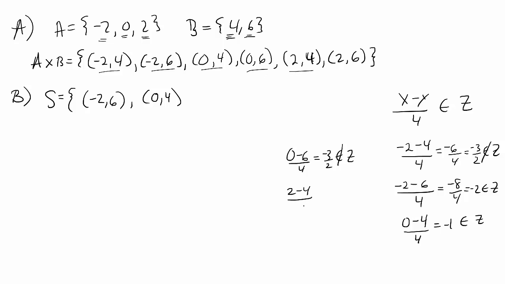(2, 4): (2 - 4) divided by 4 is going to be -1/2. That is not an integer. And then our last ordered pair, (2, 6), so (2 - 6) divided by 4, that's -1. That is an integer, so that is in our relation. So we have 3 ordered pairs that are in the relation S.